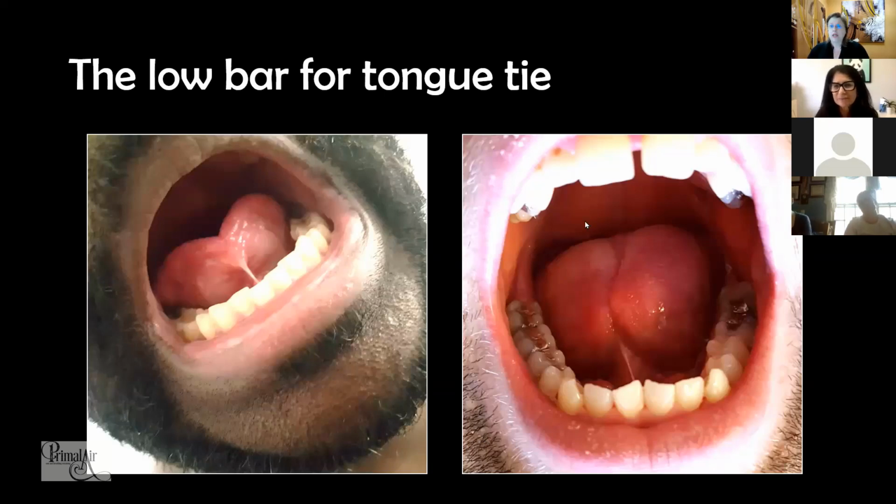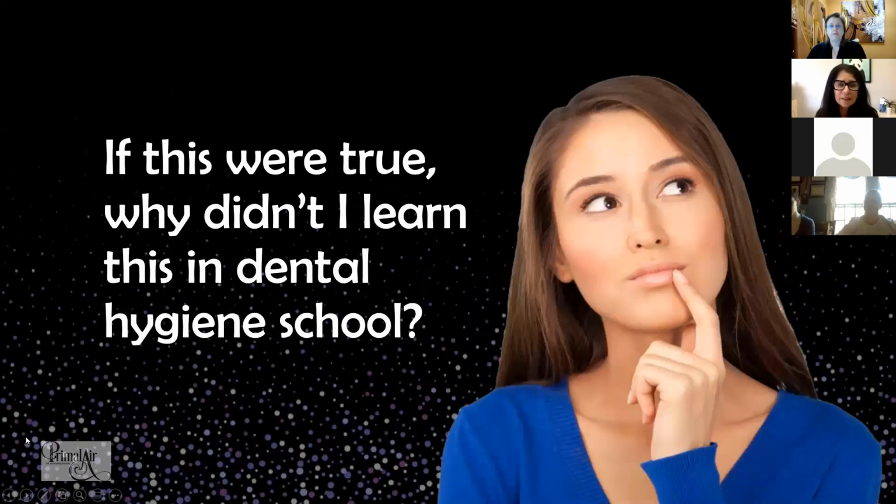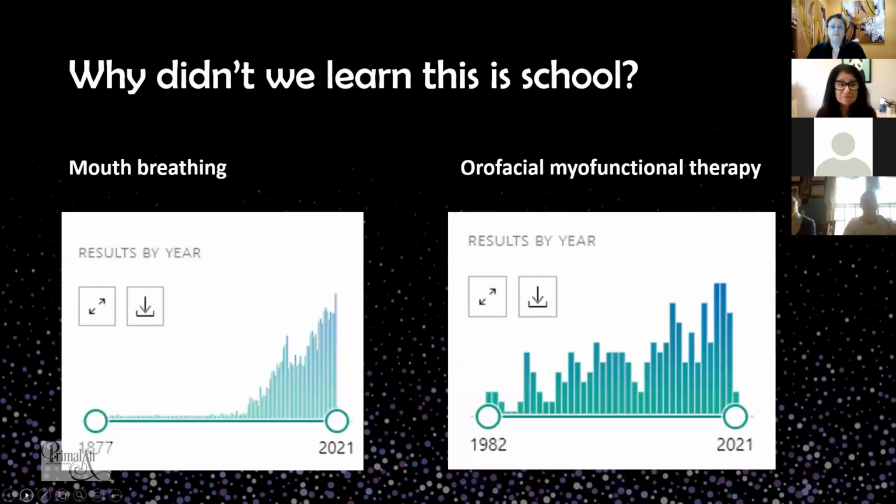And today, look at where's his airway in this person. We have to be more quick to get to this problem and solve it. And if this were true, why didn't we learn this in dental hygiene school? I didn't learn anything about this. But luckily for us, in the last 10 years, there are so many articles on PubMed and research done on mouth breathing and orofacial myofunctional therapy.